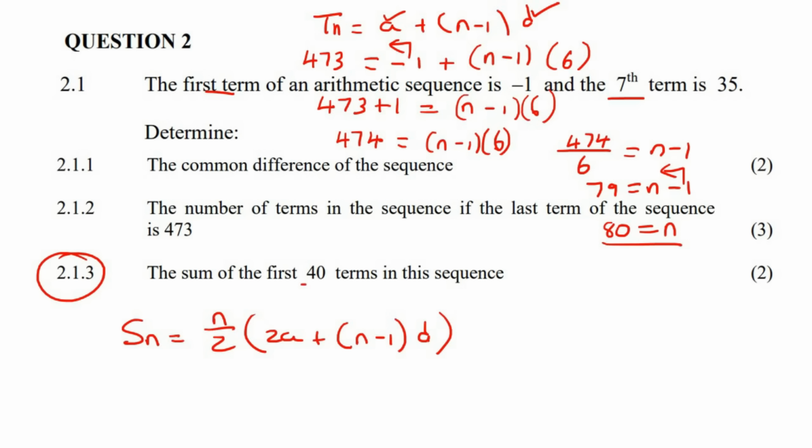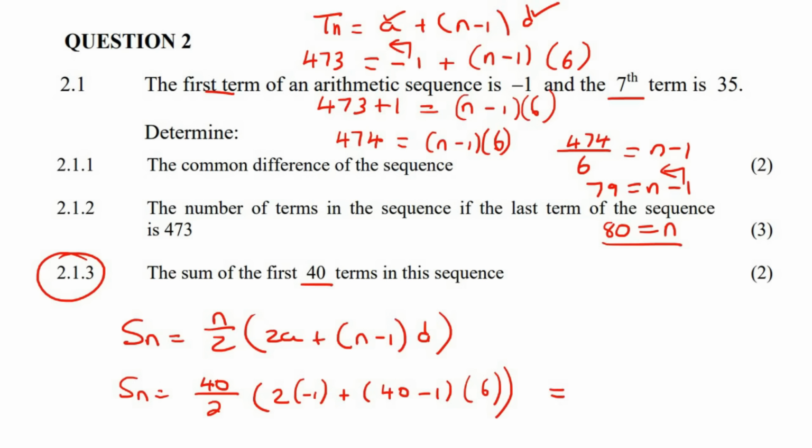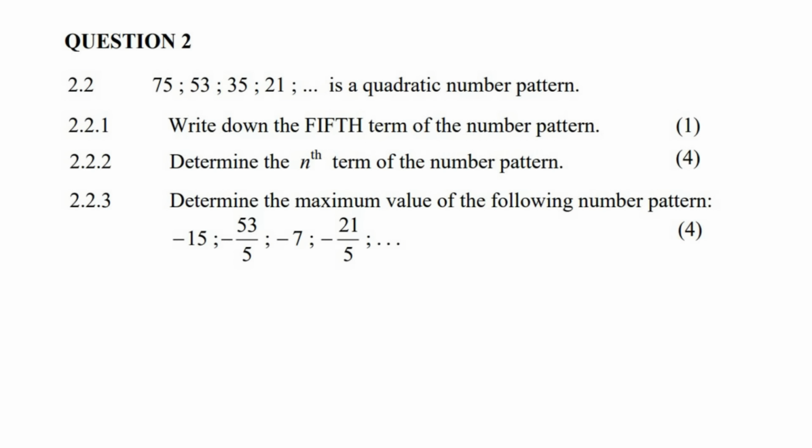They want the sum of the first 40 terms, so we can say 40 over 2. A, what was the value of a? We already worked that out. Oh, they told us here, it was minus 1. Term number 40, so we put 40. And then the common difference we got as 6. Go ahead, type that in exactly as you see it on the calculator. And that gives you 4,640.